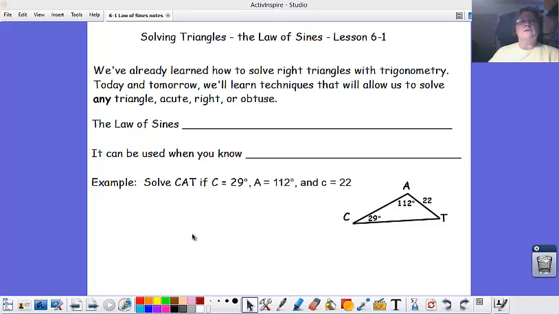However, today we're going to be talking about solving triangles using the law of sines. And some of you may remember that from your Algebra 2 class. If not, I would not worry, because we are going to do a thorough coverage of it in this class.